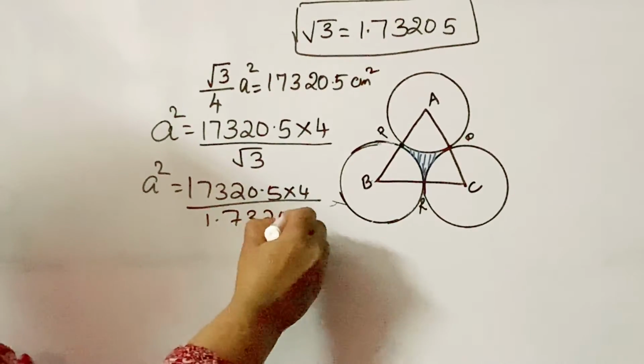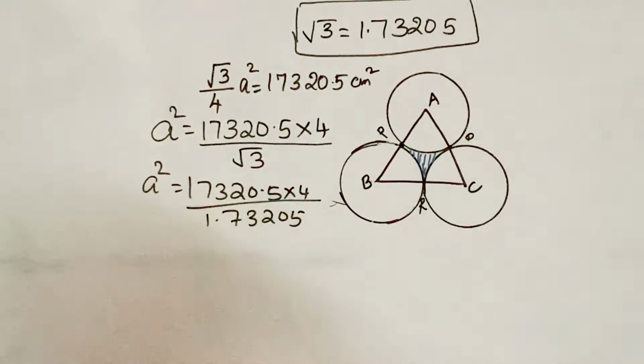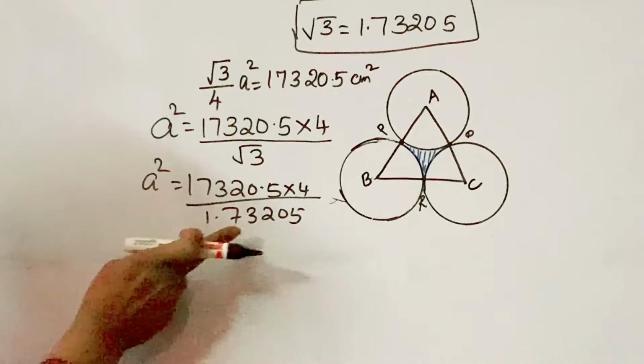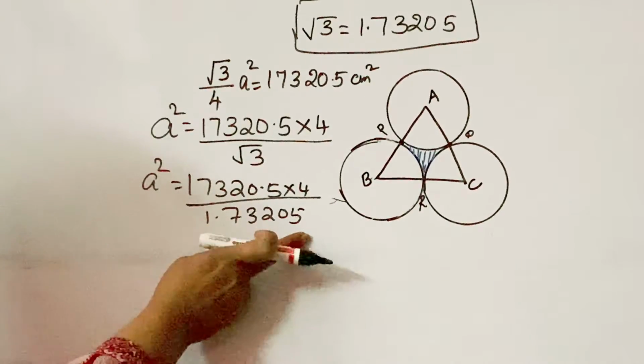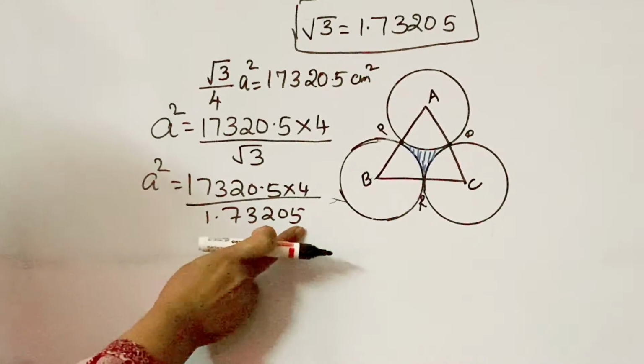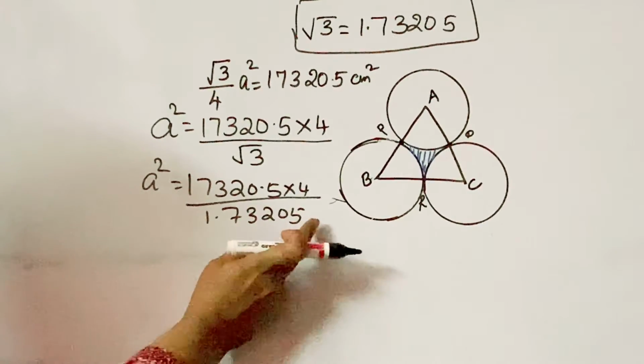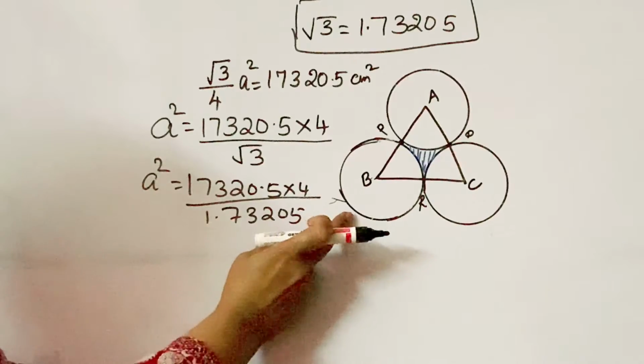Look at the denominator. The denominator is a decimal. How will you divide by a decimal? You have to remove the decimal first. Then how can you remove the decimal? Here how many decimal places? Here 5 decimal places are there. So multiply by 1 lakh.